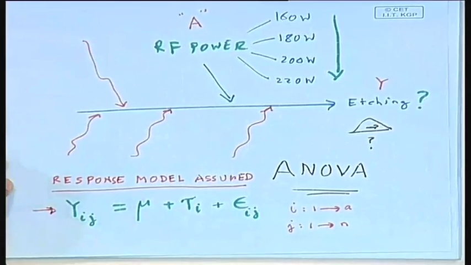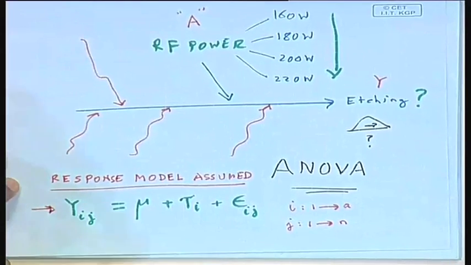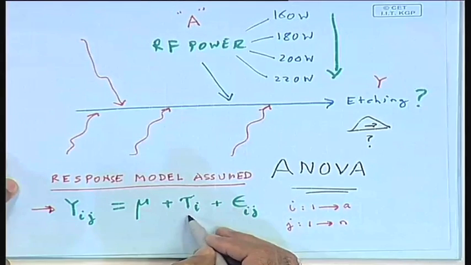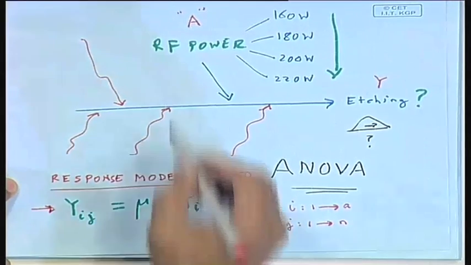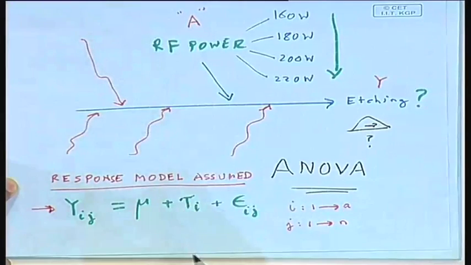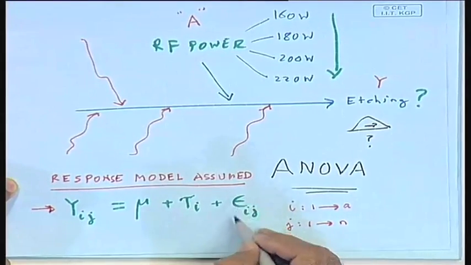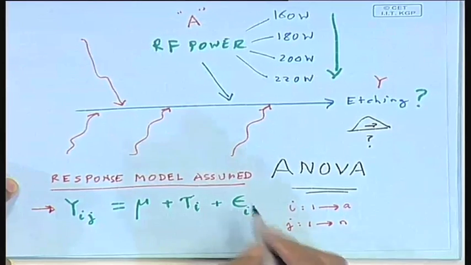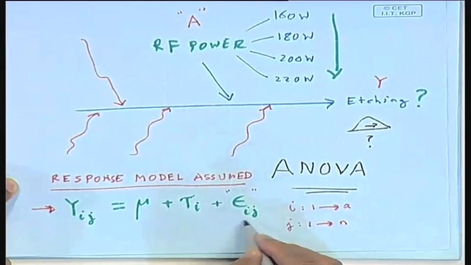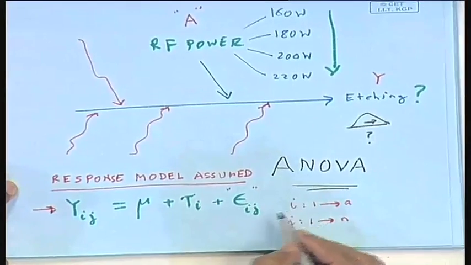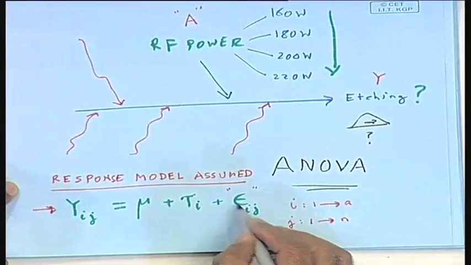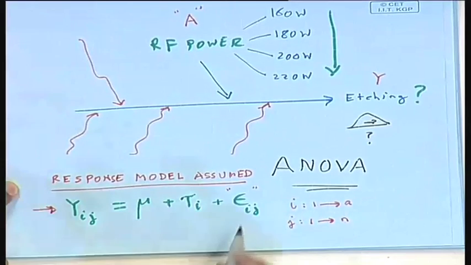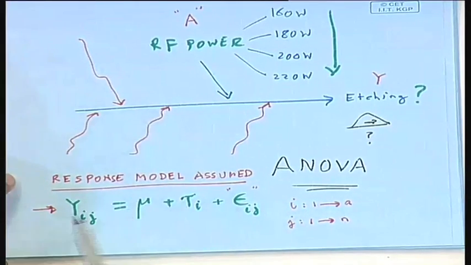This is my response model assumed. There is an overall average response. There is the effect due to treatment of RF power, which is the factor I'm changing. And of course, anything else that does not get changed contributes an error. We call this error. For each reading, for each trial, I'll end up with an epsilon ij component. That's going to be the error term there. So this is what I'll be calling the error term, the background noise.